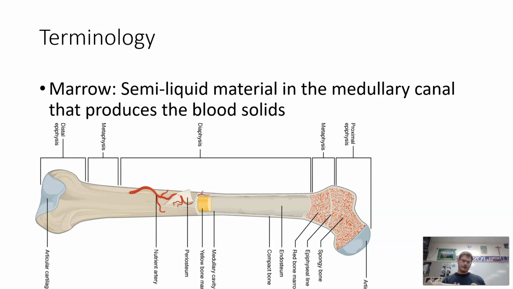Your yellow bone marrow is more for storage of fats, whereas your red bone marrow produces more of those blood cells.